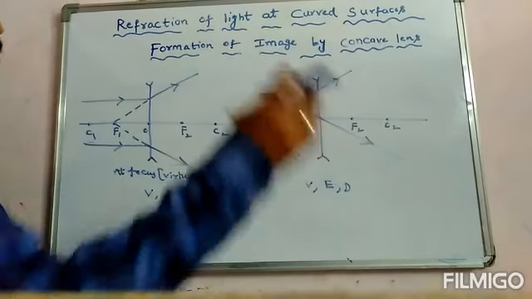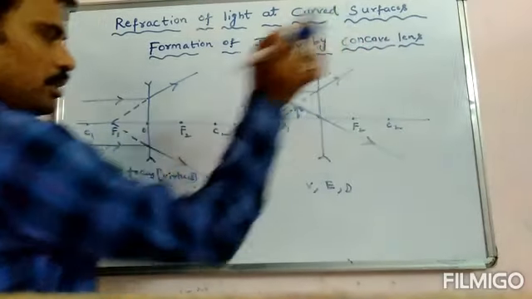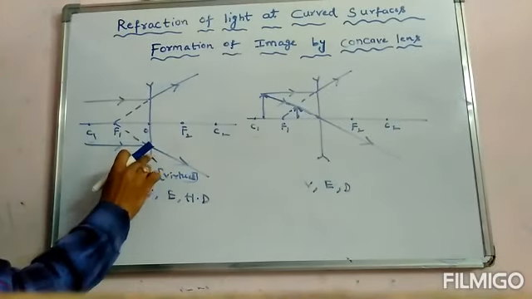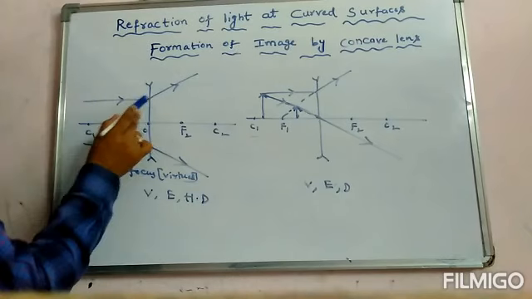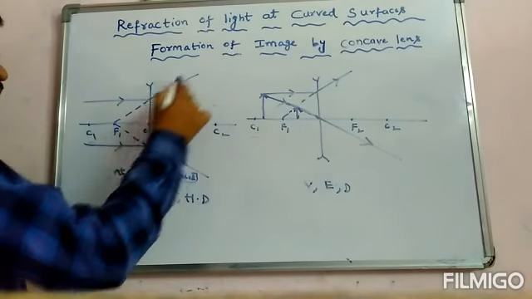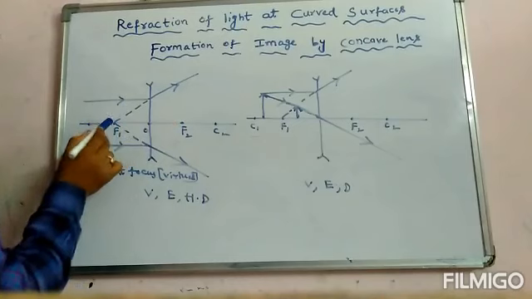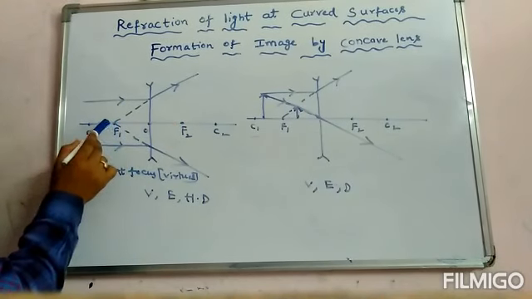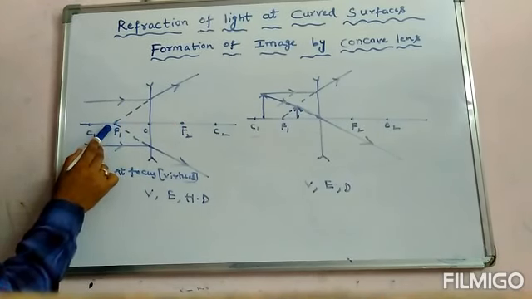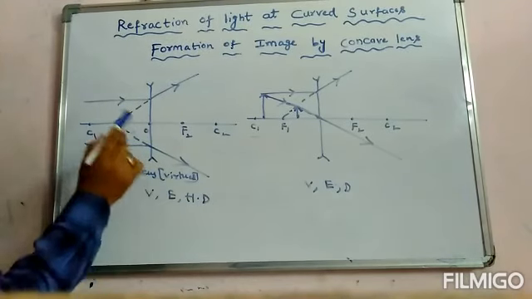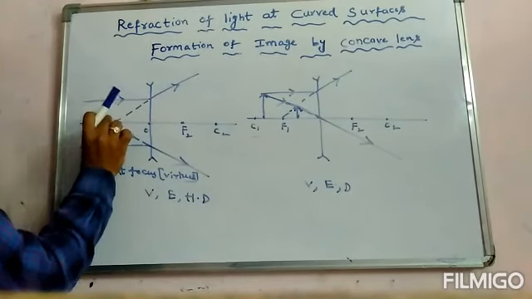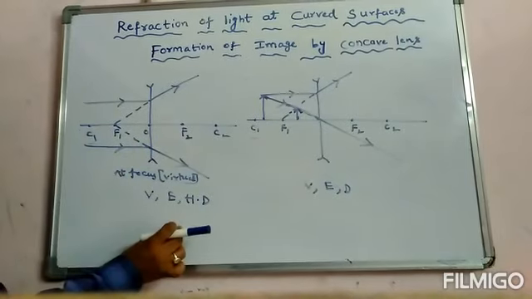Now let us see the formation of image by concave lens. Here you can see the concave lens. Now the object is at infinity. Then the rays are diverging, but they appear to be coming from focus. So image is formed at virtual focus, and the image is virtual, erect, and highly diminished. Nothing but very smaller in size.